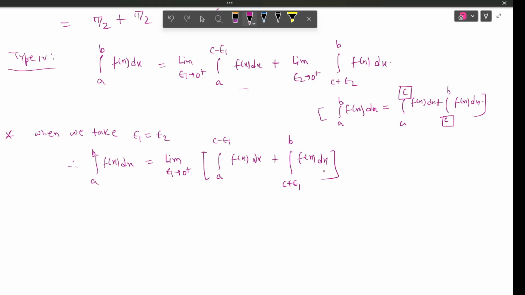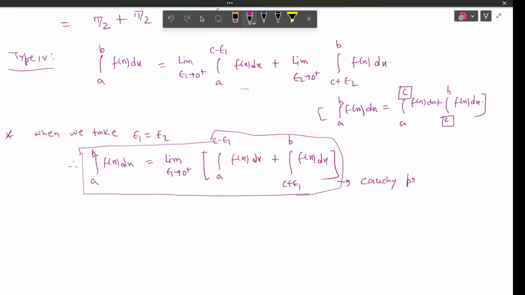Now this whole thing is called the Cauchy principal value. This is known as the Cauchy principal value of the integral. Sometimes this Cauchy principal value of the integral exists, whereas the general definition of the integral does not exist.